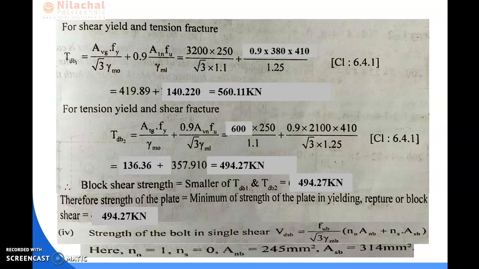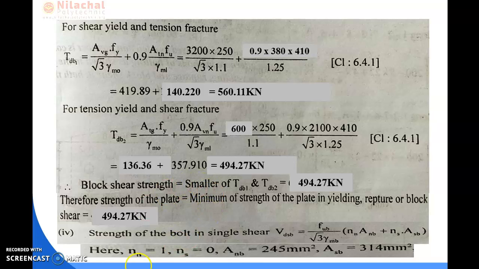So now we have to calculate the second half of the calculation, which is the strength of the bolt. So we know that to calculate the strength of the bolt, we need to calculate the strength of the bolt in shearing as well as in bearing. So first of all, we have to calculate the strength of the bolt in shearing.